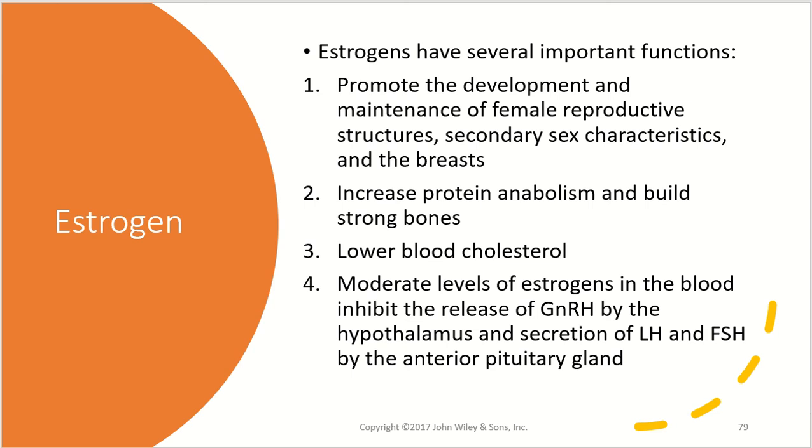Estrogen is also going to help to lower blood cholesterol, and moderate levels of estrogen in the blood are also going to inhibit the release of gonadotropin-releasing hormone by the hypothalamus and secretion of luteinizing hormone and follicle-stimulating hormone by the anterior pituitary gland.